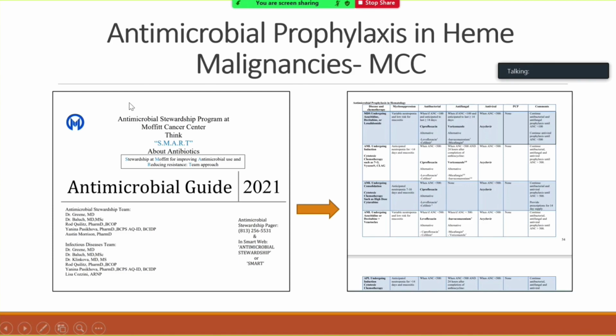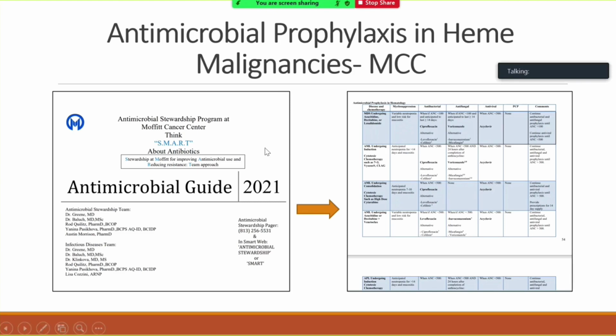When you work at Moffitt, there is an absolutely amazing document that I think you should all have on your desktop. This is the antimicrobial guide that has been updated yearly by our antimicrobial stewardship team. And Yanina is one of the main authors. Yanina, please say hi.